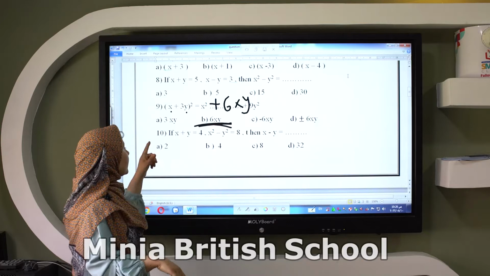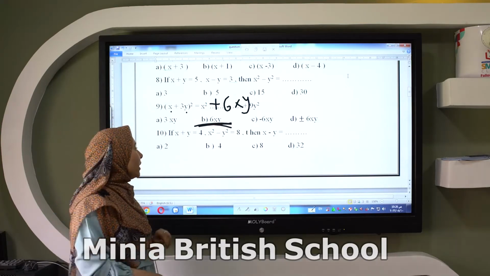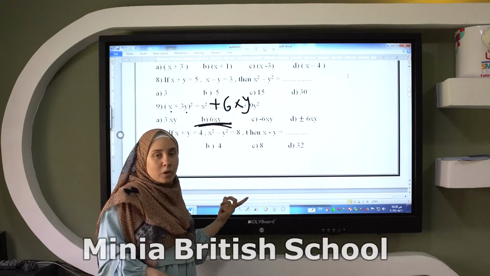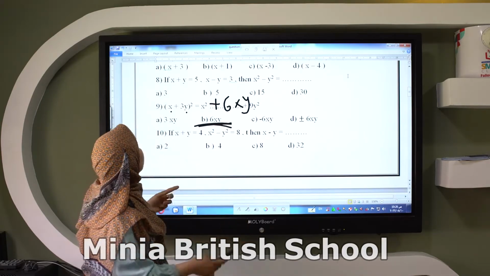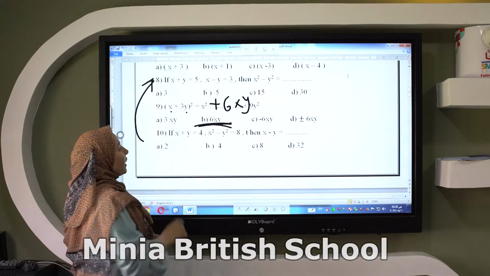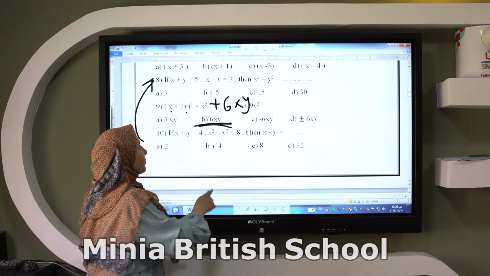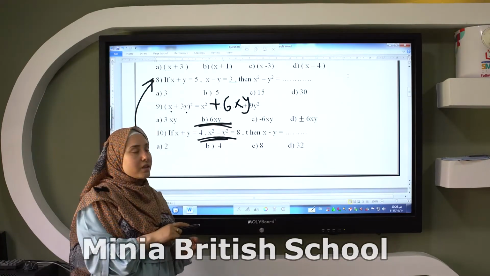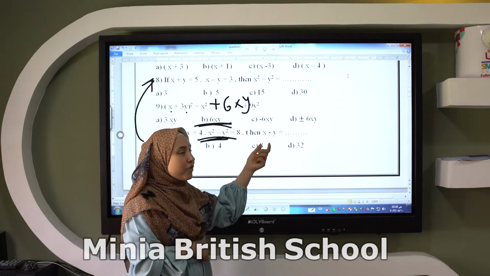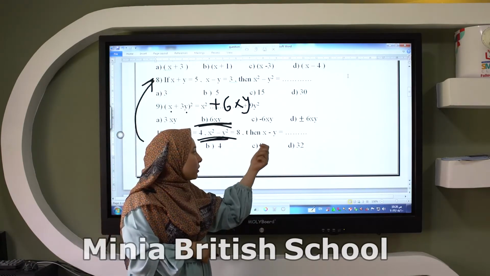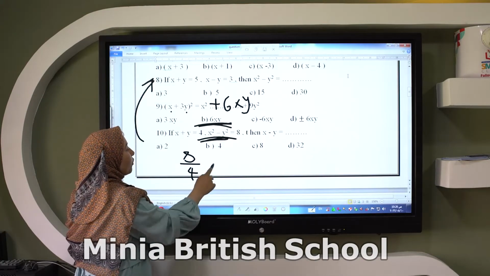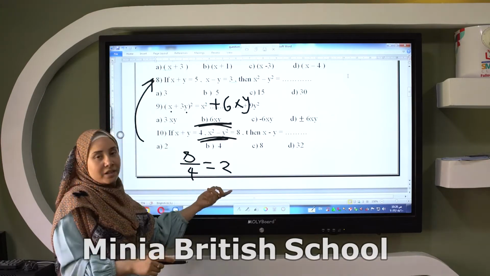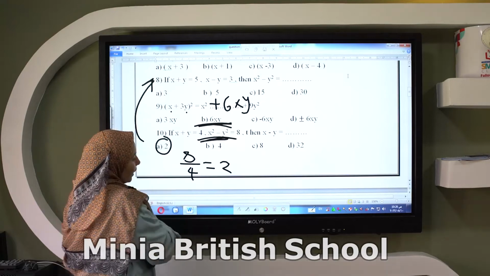Next one, number 10. If x plus y equals 4 and x² minus y² equals 8, then x minus y equals what? The same idea as number 8, okay? This expression is called difference between two squares. So to find the value of the factor x minus y, only 8 divided by 4 equals 2. So the value of x minus y equals 2, okay?